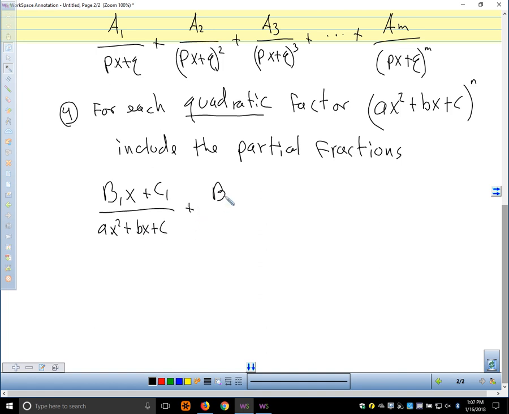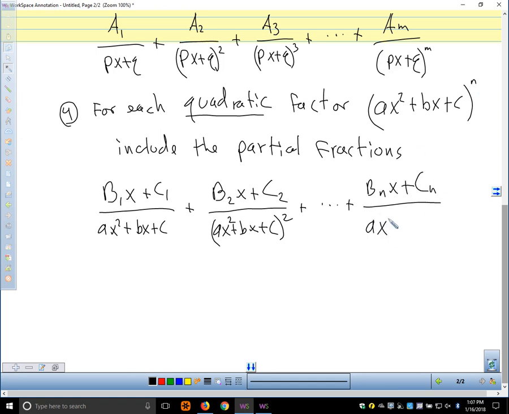Plus, and then we need to include all the possible powers of this quadratic factor, b2x plus c2, but we have a linear factor in the numerator. So this is going to be squared, and then we keep going, plus bnx plus cn. We keep going until we get up to our exponent n. So we're accounting for all the possible denominators that give us our common denominator of ax squared plus bx plus c to some power.